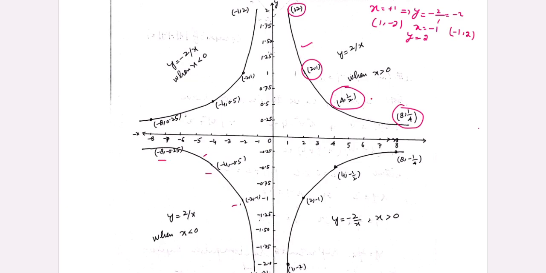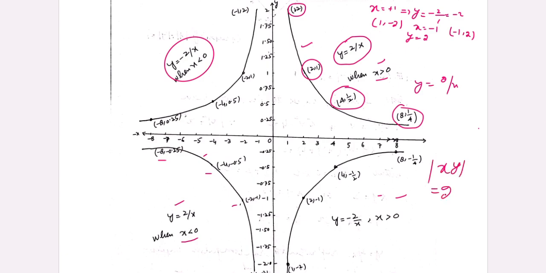After joining these points, first the graph of y is equal to 2 by x when x is positive lies in the first quadrant, and the graph of y is equal to 2 by x when x is negative lies in the third quadrant. So the graph of y is equal to 2 by x lies in the first and third quadrant. It depends on whether x is positive or negative. Similarly, we have the graph of y is equal to minus 2 by x in the second and fourth quadrant, depending on whether x is negative or positive. So this is the full picture of the graph of x absolute minus y absolute equal to 2 here.